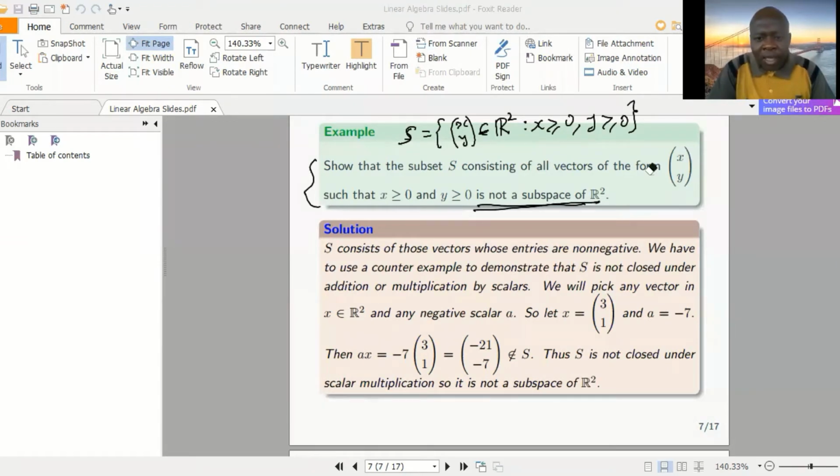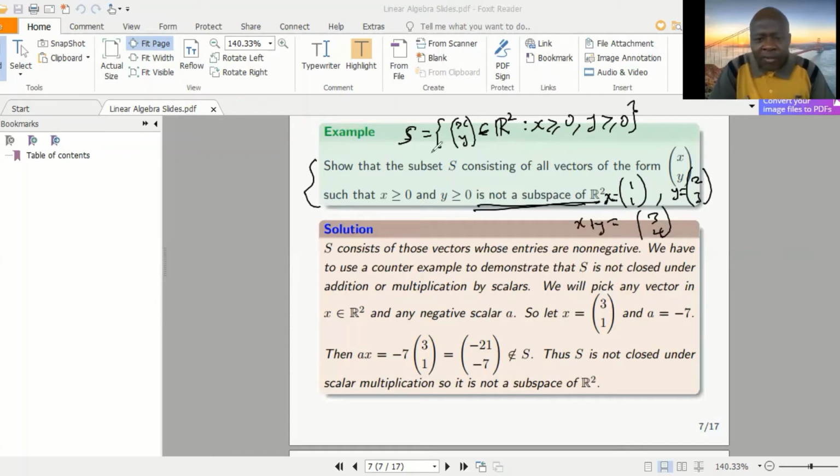What are the sums of the elements in this set? Some of the elements in this set, we can have an element like 1, 1, so long as the element here and the element here is greater than or equal to 0. x is greater than or equal to 0, and y is also greater than or equal to 0. I can also pick another element, the other vector that I can pick is 2, 3. And look at that. If this is vector x, and this is vector y, what will be the sum? The sum will be 3, 4.